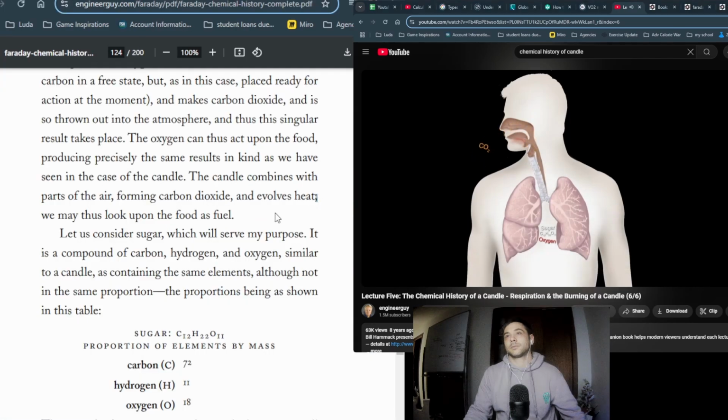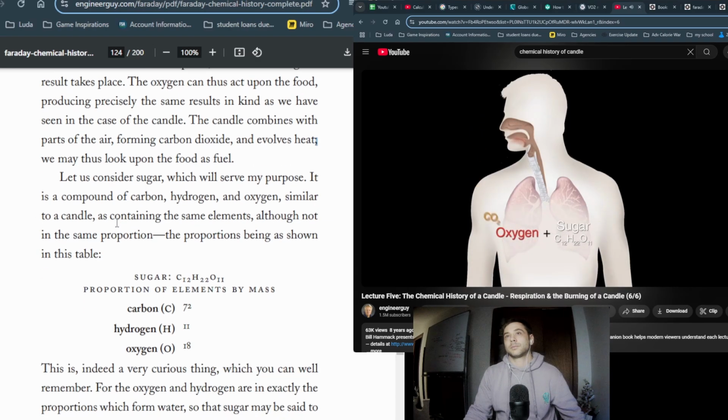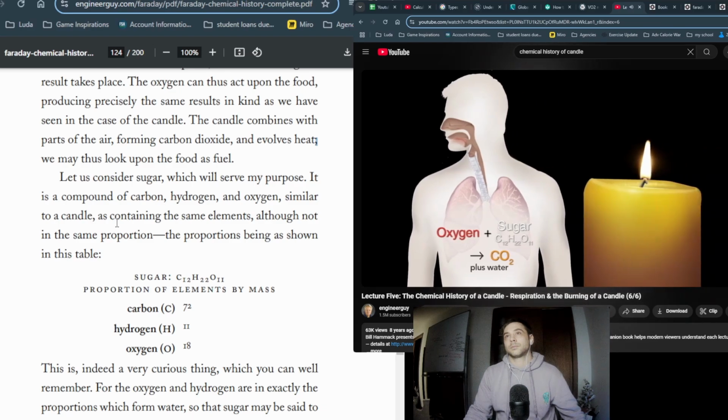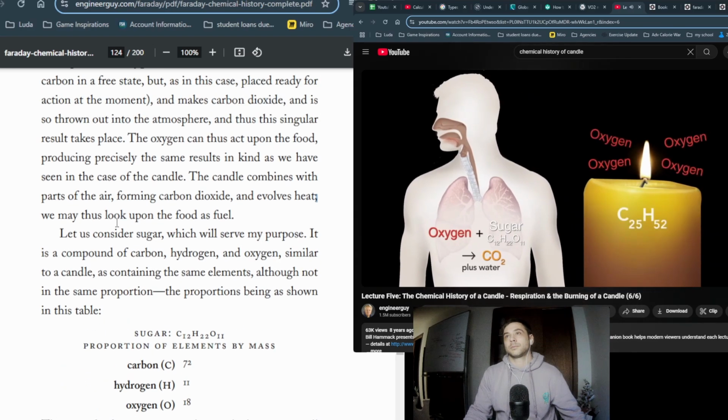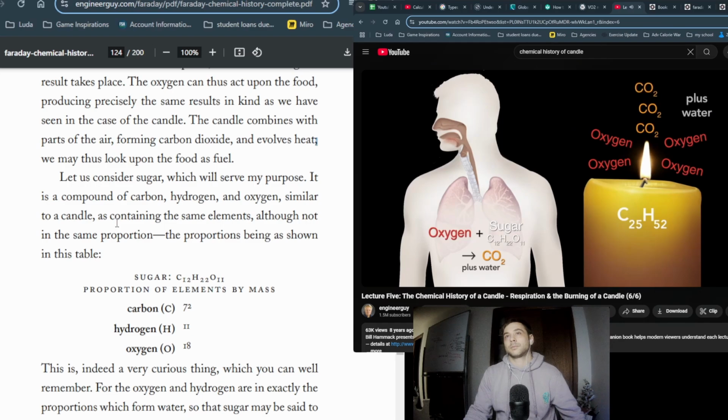the singular result takes place. The oxygen can thus act upon the food, producing precisely the same results in kind as we have seen in the case of the candle. The candle combines with parts of the air, forming carbon dioxide, and evolves heat. We may thus look upon the food as fuel.